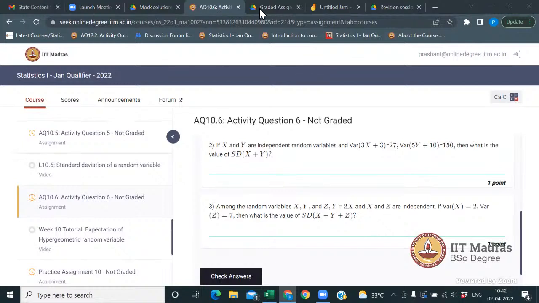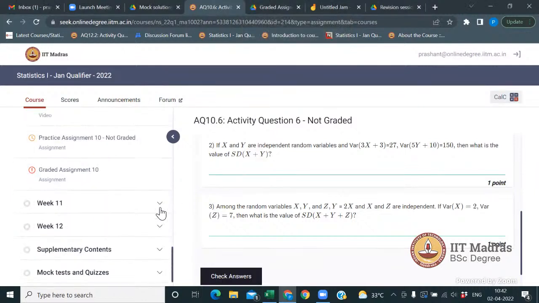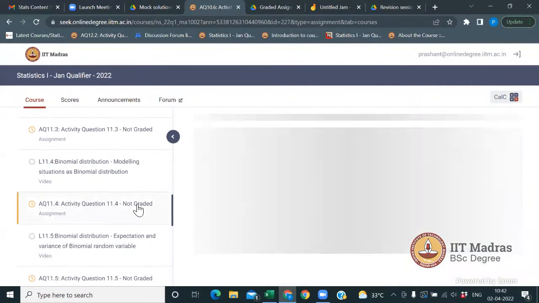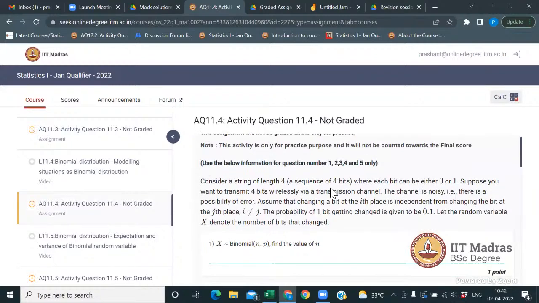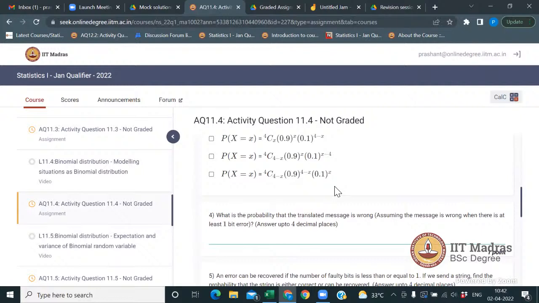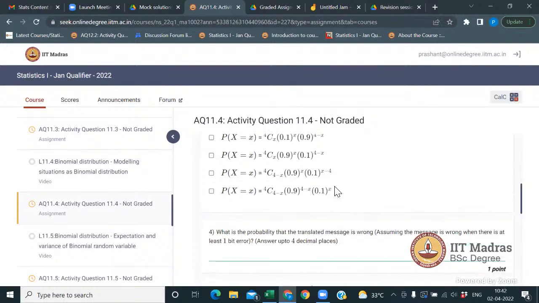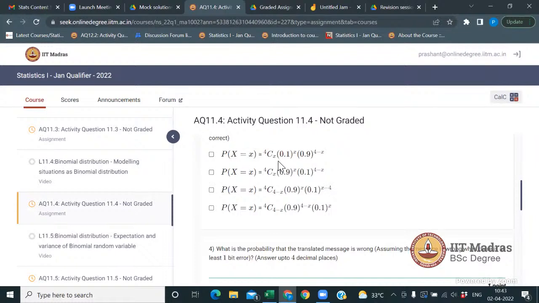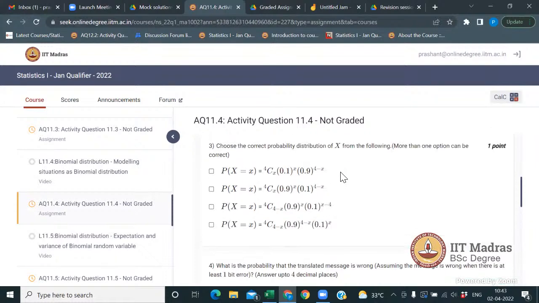Okay, so anybody, anything else? Sir, one more. Yeah, please. 11.4, 11th week, question 4. What is the probability that the translated message is wrong, assuming that the message is wrong when there is at least one bit error? From here you can find the CDF, PMF.